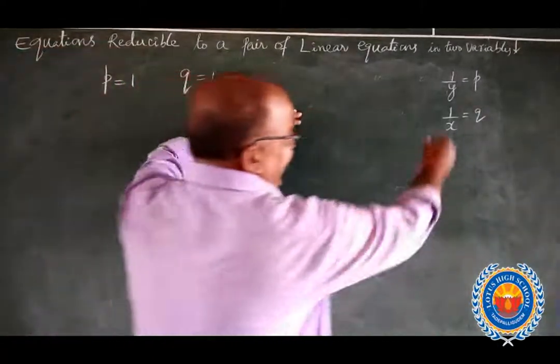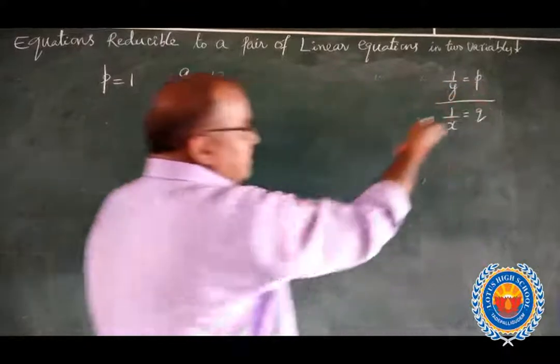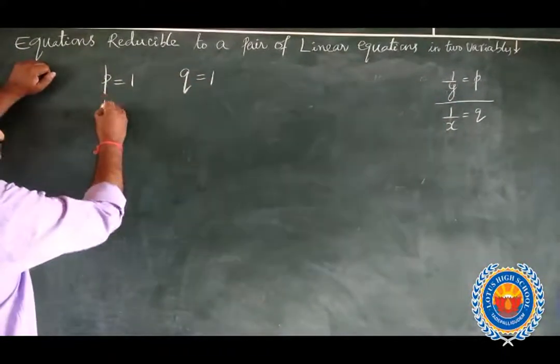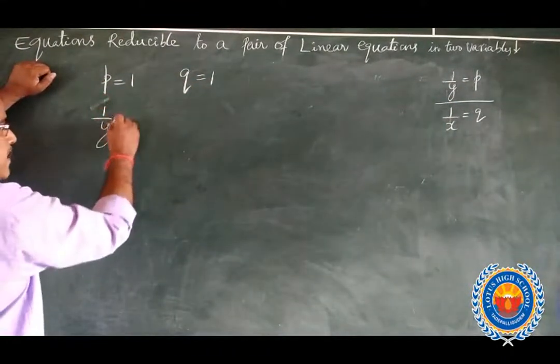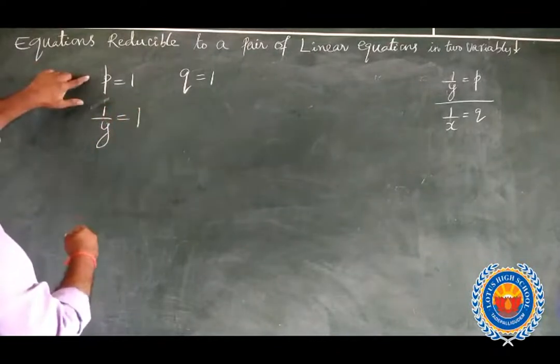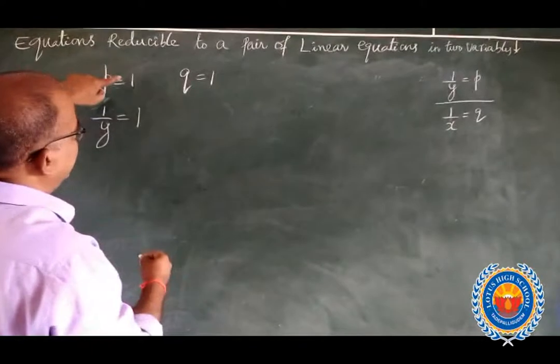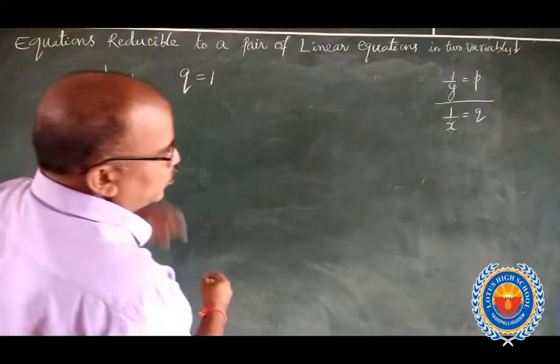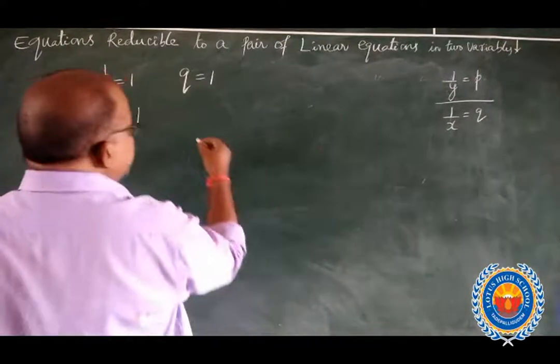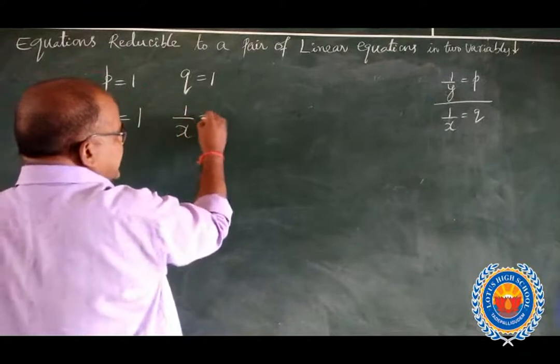Actually, what is p? p is equal to 1 by y. That's why instead of p, I write 1 by y is equal to 1, since p is equal to 1. What is q? q is equal to 1 by x, so 1 by x is equal to 1.